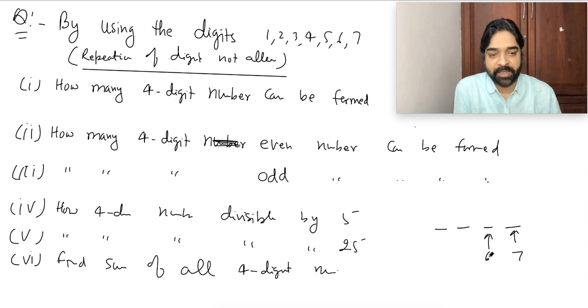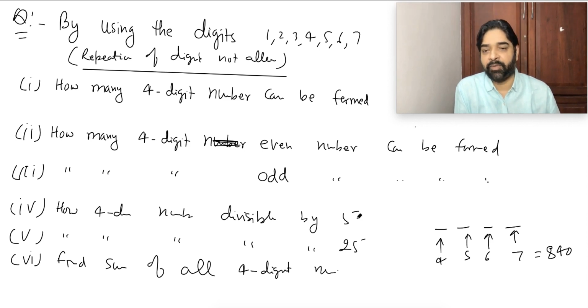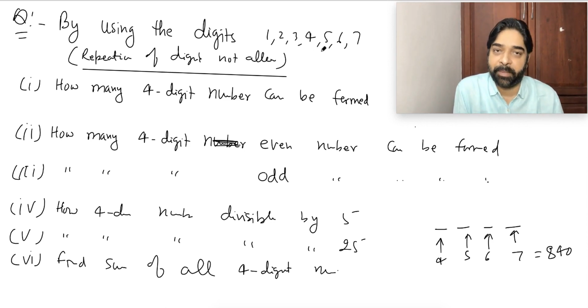Second, I can fill it in 6 ways. Next, I can fill it in 5 ways, then 4 ways. And that is going to be the answer. 7 times 6 is 42, times 5 is 210, times 4 is 840. So 840 different numbers are there by using these 7 digits if you are forming a 4-digit number. Is this clear to everybody?